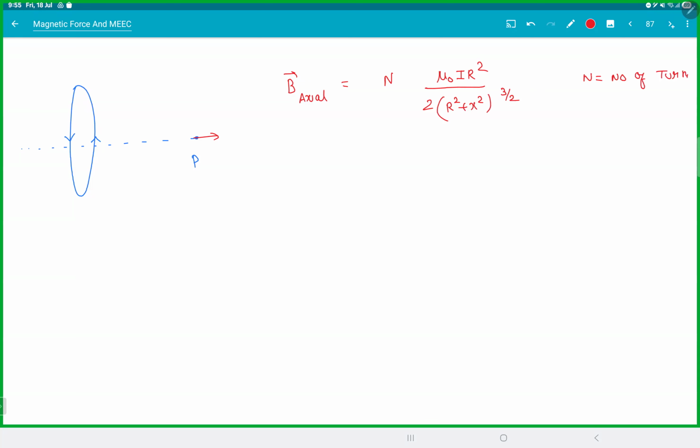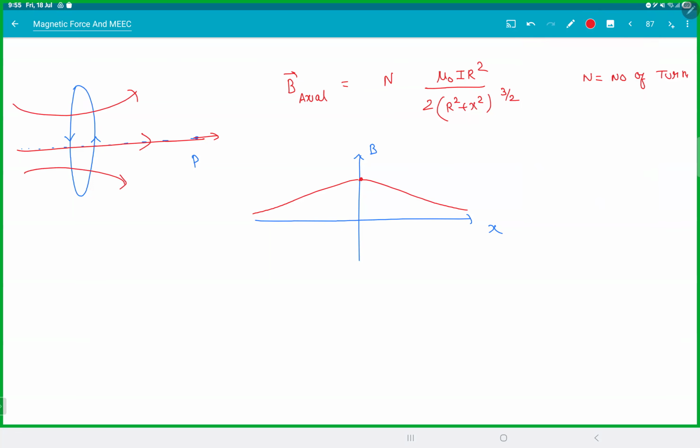So if you try to plot the field for this, unlike the electrostatics field, here the field is maximum at the center. So it will be 0 on that side and 0 on this side. You'll get maximum at the center, and the field lines will look like this. So this formula will give you a result only on the axial line. You cannot find it at any other point.